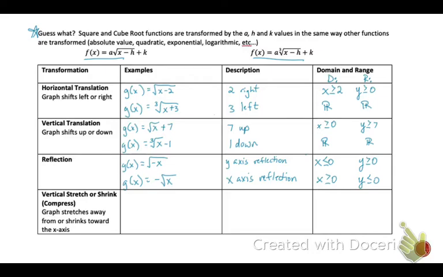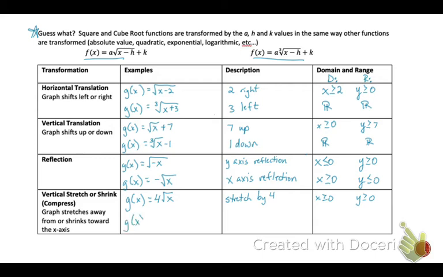Now let's look at vertical stretches or shrinks. And remember, we can also call that a compress. This will be the a value. And so this is where the graph stretches away from the x-axis or shrinks toward the x-axis. So g of x equals 4 times the square root of x. So our a value is outside the radical, so that would be a vertical stretch by 4. And it doesn't shift the graph off of the origin, so it doesn't affect the domain and range from the parent function. They are both greater than or equal to 0.